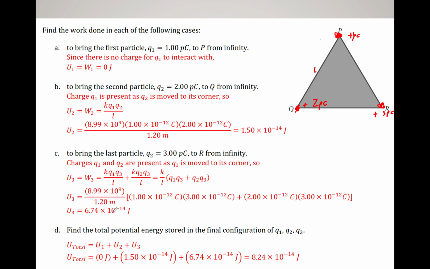For the total potential energy, you have to find U total. They've made a spelling error here. Very nice. U1 plus U2 plus U3. We started off with nothing. Then we had the second energy due to the first charge. And then we have the third energy due to the other 2 charges. And now you know the total energy stored. Thank you.